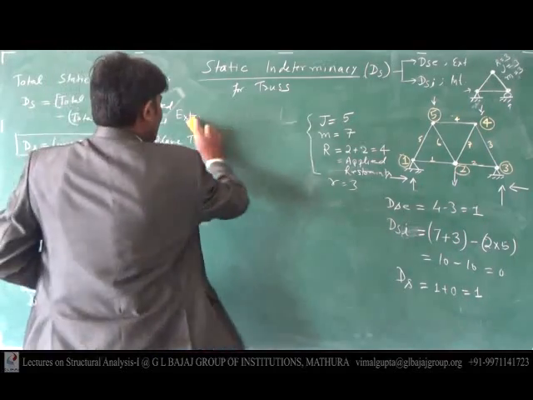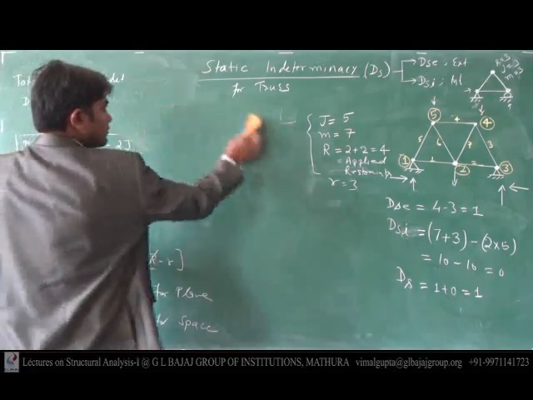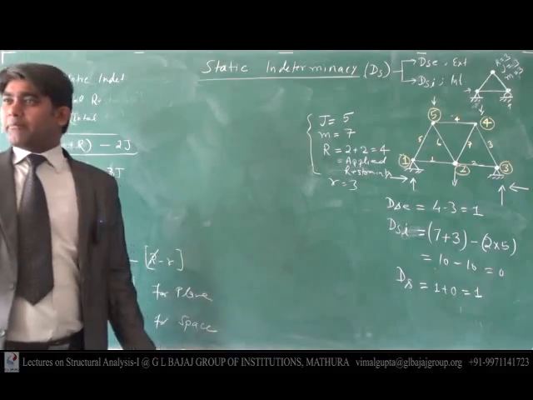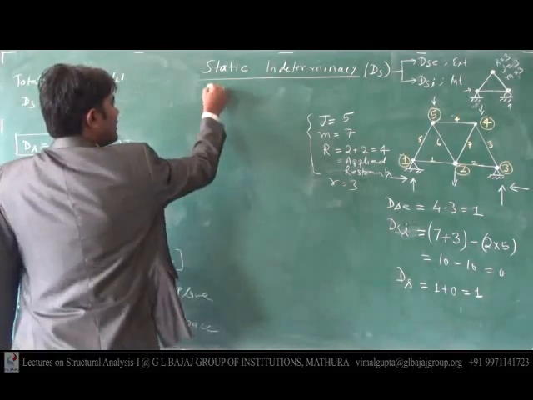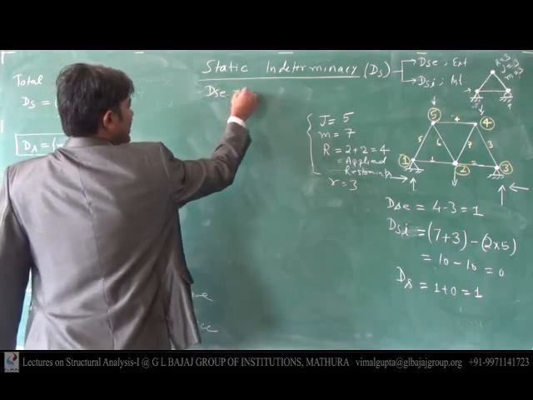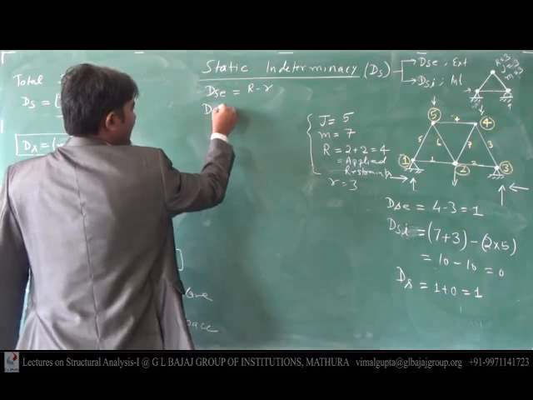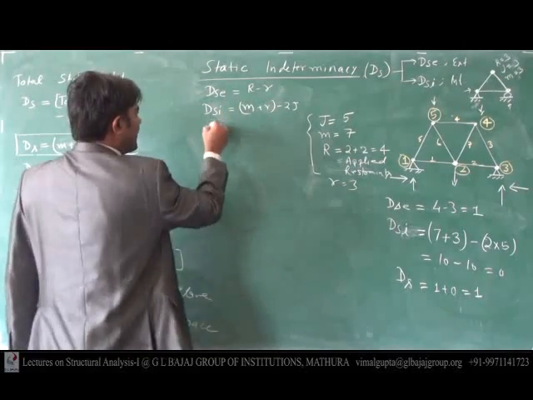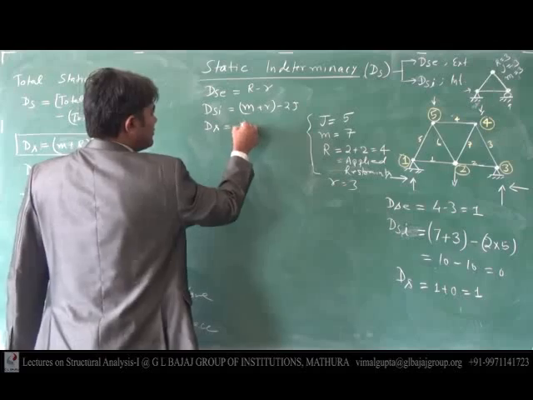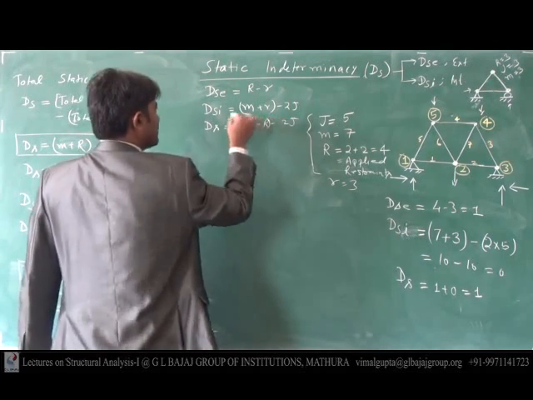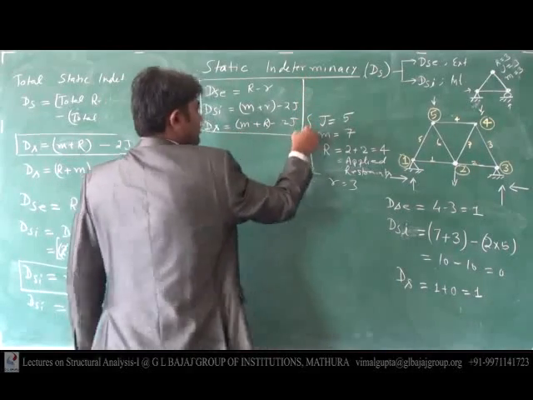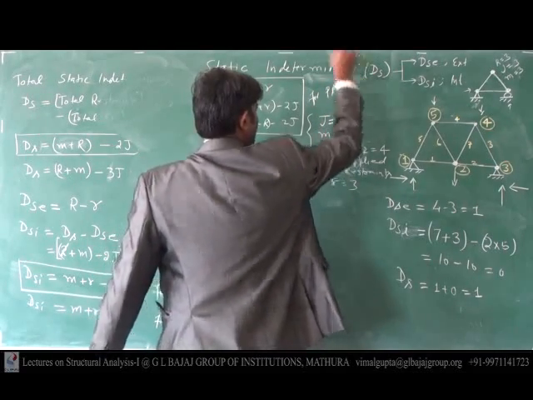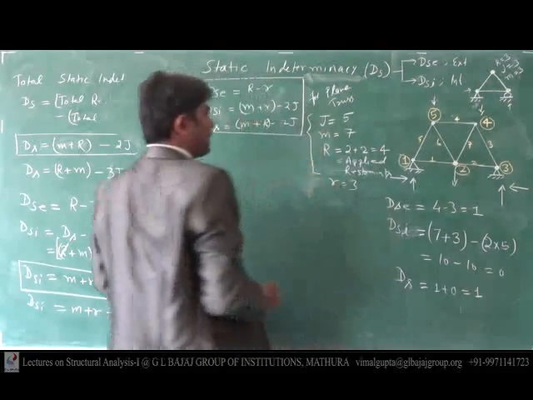Now for truss, there are expressions which you have to remember: DSE equals capital R minus small r, and DSI equals small m plus r minus 2j for plane type. I am writing here only for plane, and total DS equals m plus capital R minus 2j. That you have to remember, for plane truss.